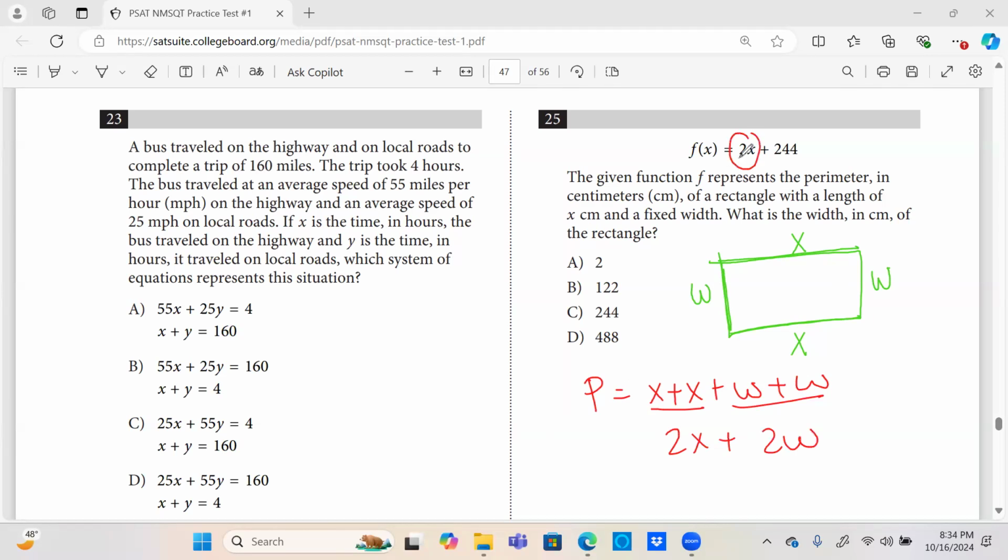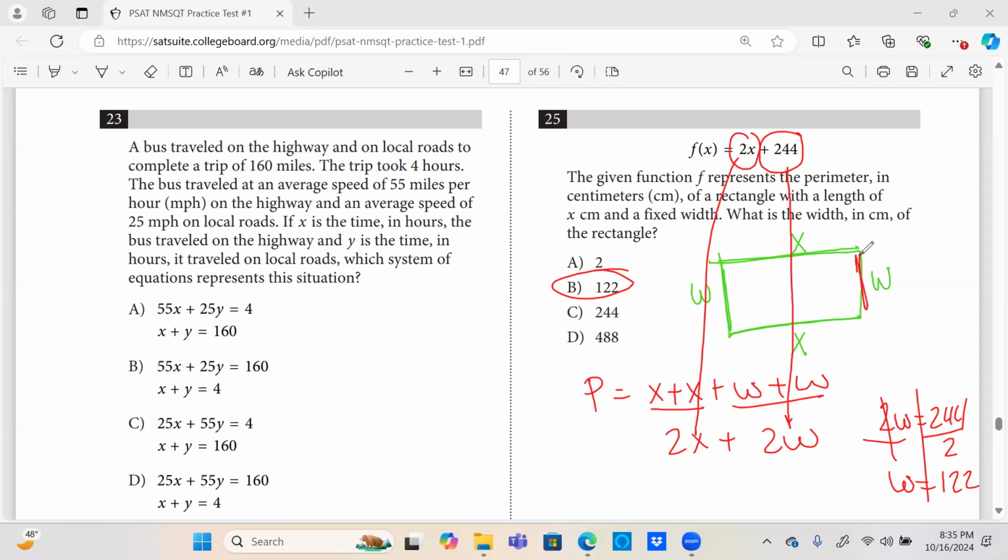Well, we have the 2x. This must be the 2w. 2w is 244. Solve. Divide by 2. And we get that the width is 122. So this width is 122, as is this. That was a little tricky. Draw the picture. I do think it helps on 25.